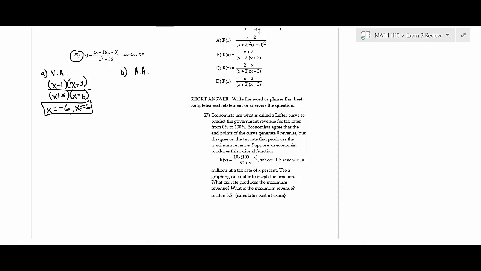What if the x minus 6 canceled out? It's not an asymptote. Do you remember what it is? It's a hole, right? So be careful about that, okay? If one of them cancels, you have a little bubble in there. All right, now let's look at the horizontal asymptote.